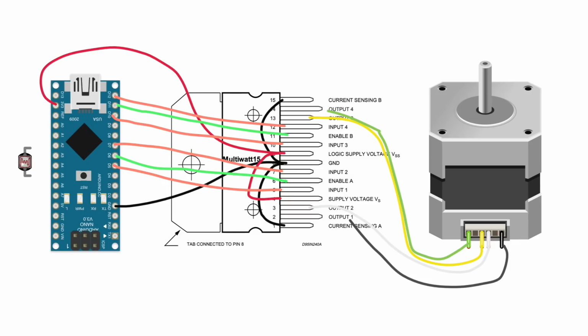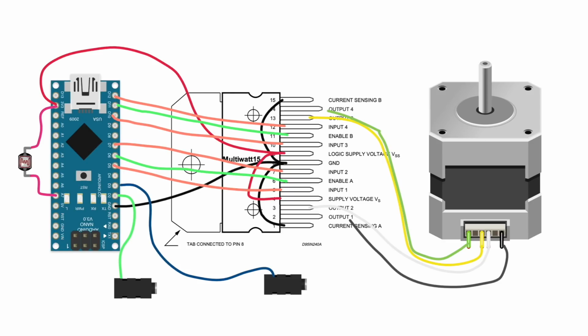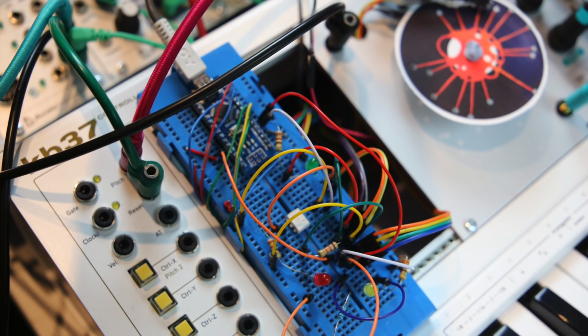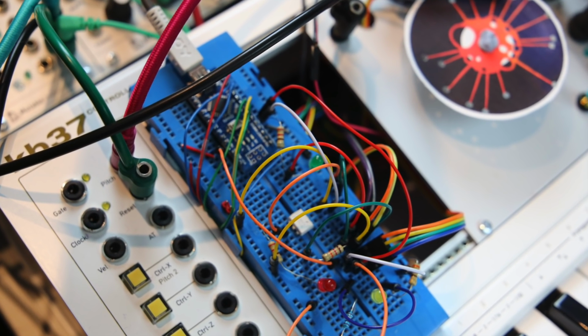We connect a photoresistor to an analog pin. Now we'll connect up the clock input and the interrupt enabled pin 2, and then we connect a trigger output to pin 3. Actually, it gets a bit more complicated than that, but that's the idea.